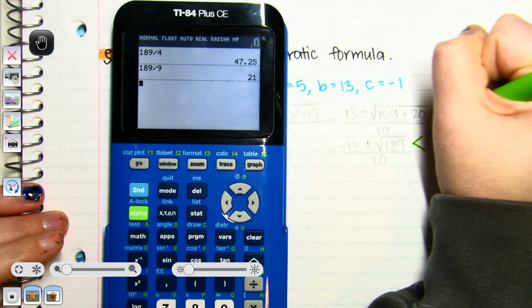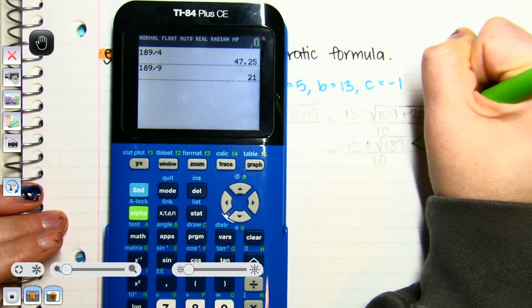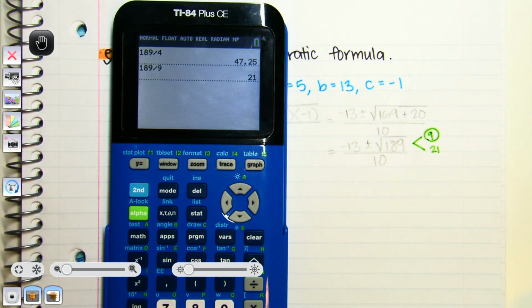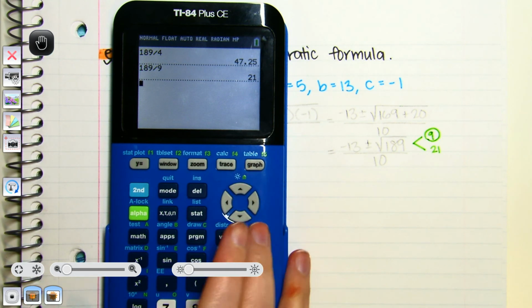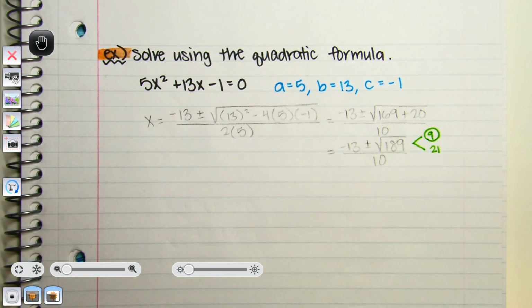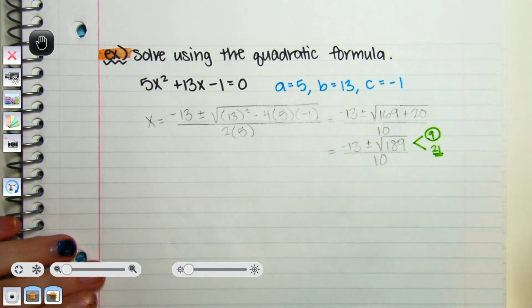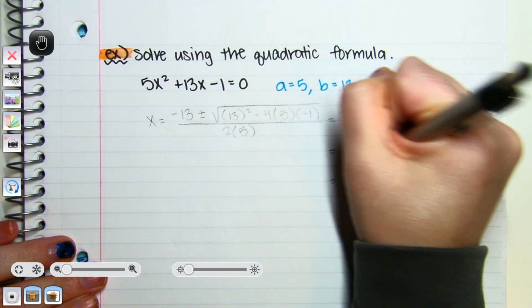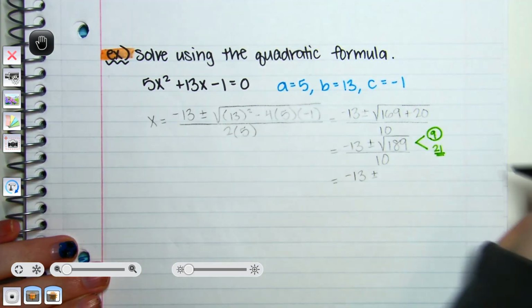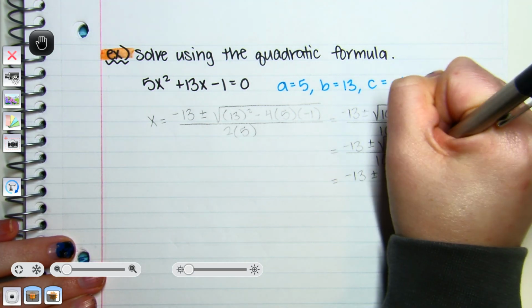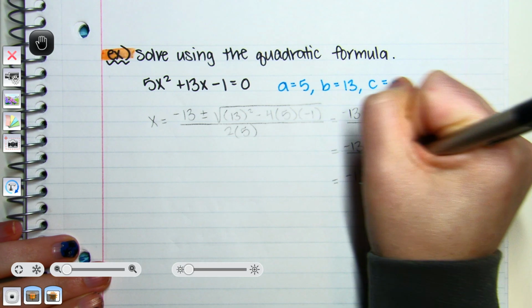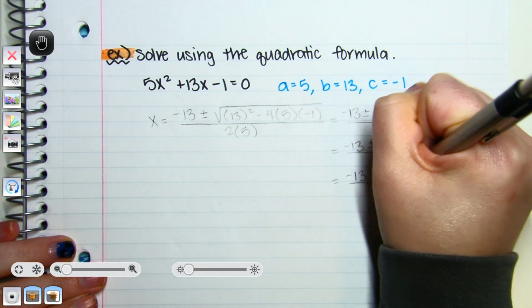So I know that 9 goes in 21 times. 9 is a perfect square. 21, the only way that breaks down is 7 times 3. Neither of those are perfect squares, so that's my stopping point. So the 21 is what's left over. So when I write this, negative 13 plus or minus, square root of 9 is 3, so 3 comes out, and the 21 is left over, did not get used, divided by 10.